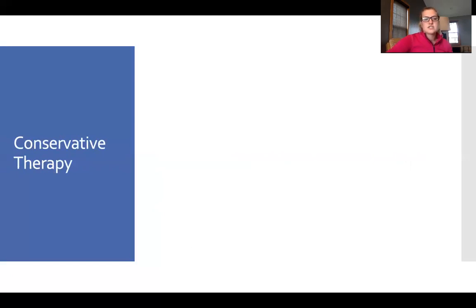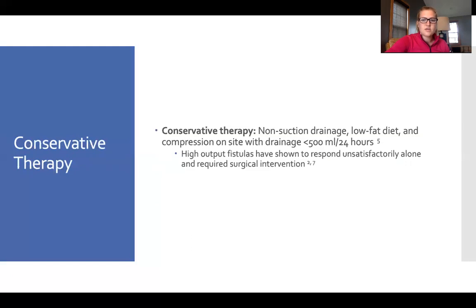Some other research articles talked about conservative therapy. So what this means is that there's non-suction drainage, a low-fat diet, and compression on site with drainage that is less than 500 milliliters per 24 hours. A lot of them like to start off with this, and then if they don't see any improvement, they go more towards a strict type of therapy. High output fistulas have been shown to respond unsatisfactorily alone and require some surgical interventions, which would be more of the higher up type of therapy.